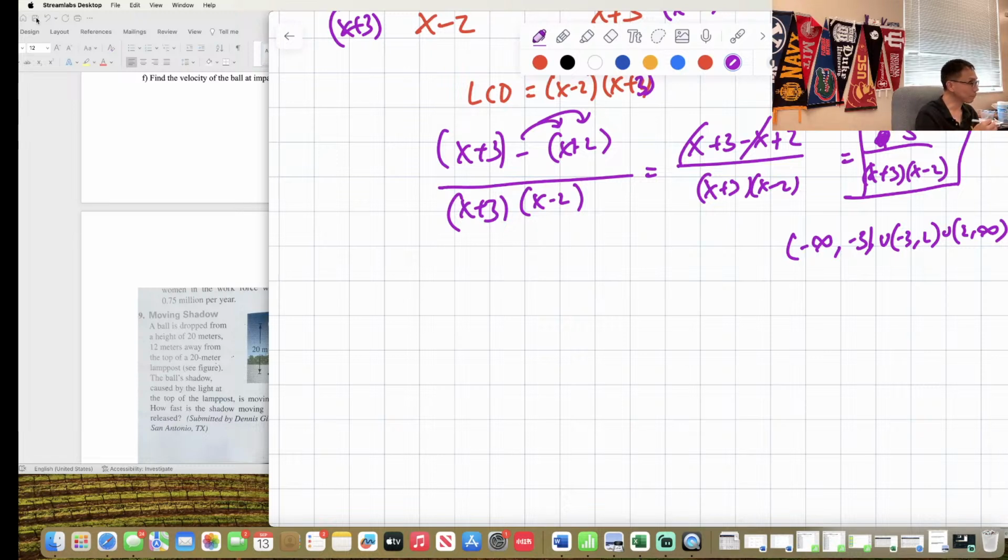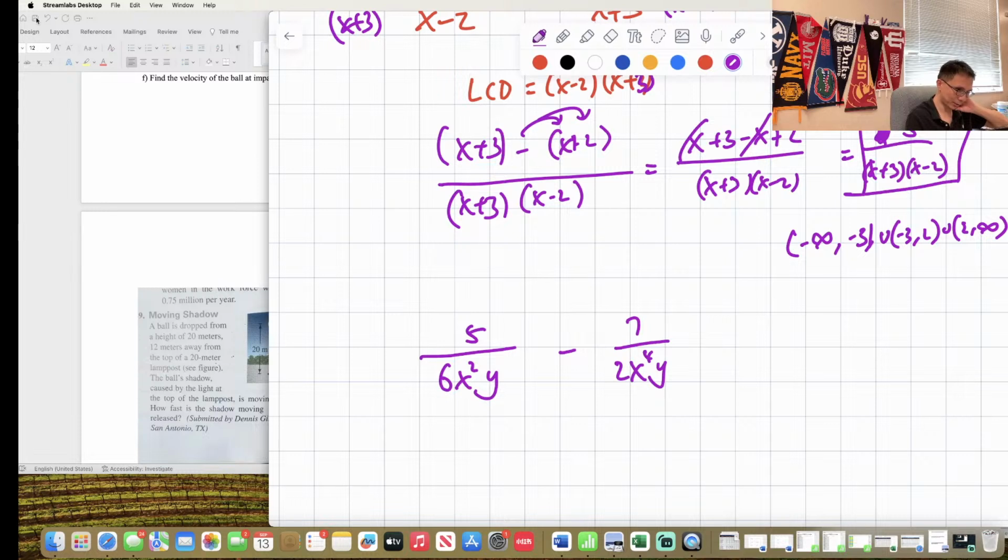Is that okay? So how about this? Let's say I have 5 over 6x squared y minus 7 over 2x to the fourth y. Let's just say this y is to the third. Can those two subtract? No, why not? They don't have the same denominator, right?